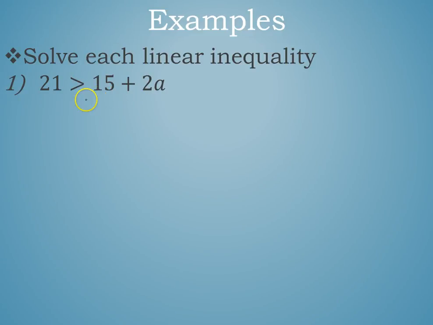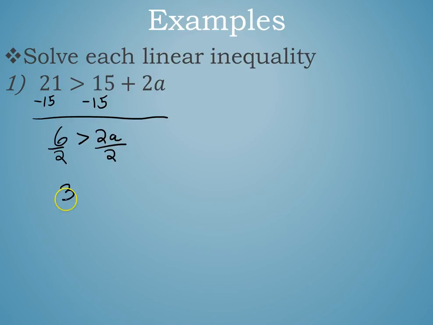So for example, I want to solve for a here. I need to move this 15 by subtracting, so we subtract 15 from both sides. 6 is greater than 2a. To get rid of the 2, we divide by 2. 6 divided by 2 is 3. Since I did not divide by a negative number, this stays greater than a. So 3 greater than a would be the correct answer.